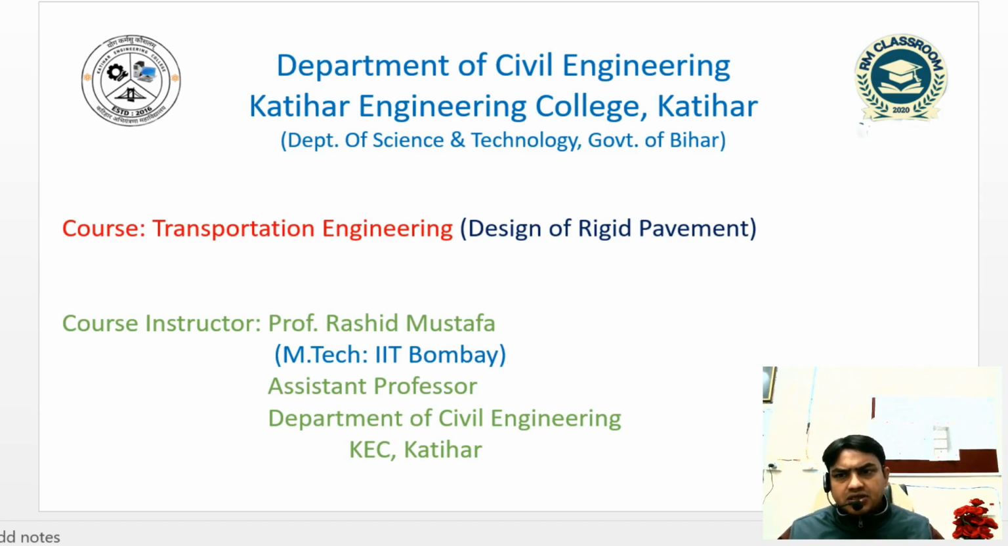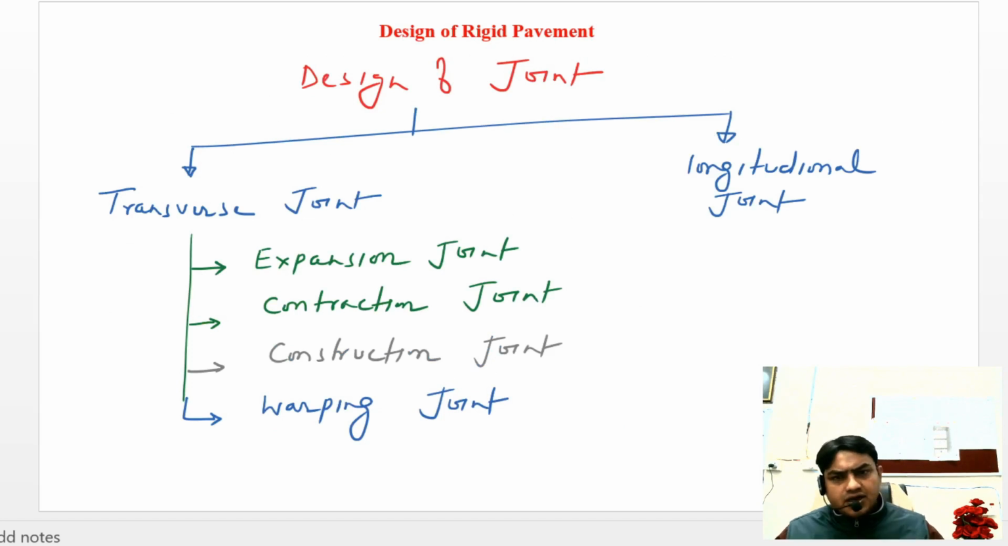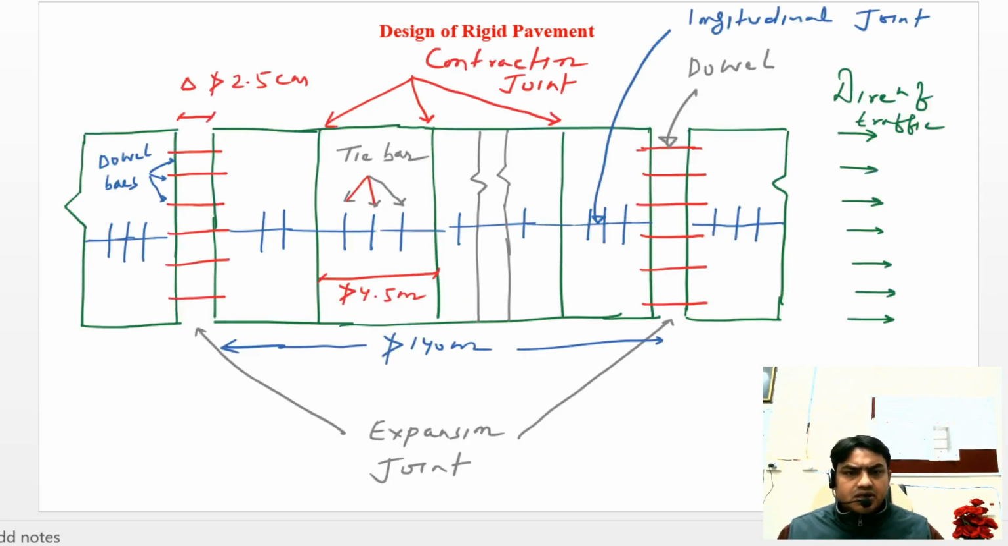Today I will discuss, in the design of rigid pavement, the different types of joints and how to design these joints. So let us start with the different types of joints. There are various types of joints, such as transverse joints and longitudinal joints, and the transverse joint is further classified into expansion joint, contraction joint, construction joint, and warping joint. So these are the cross sections.